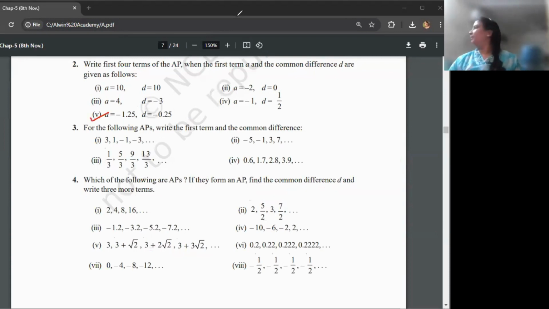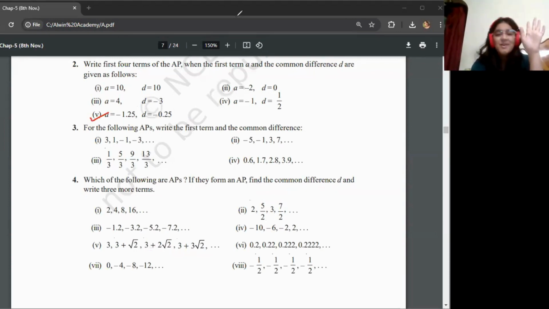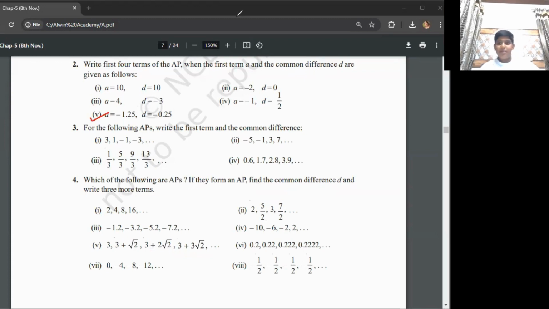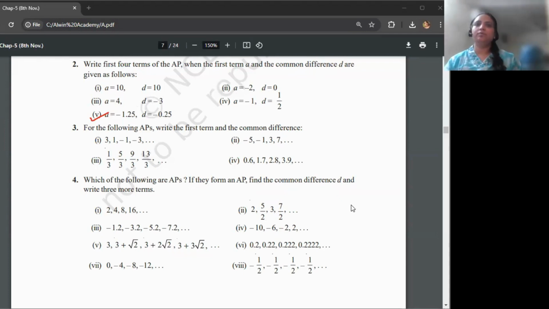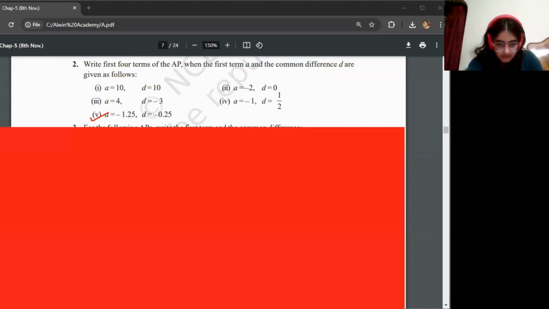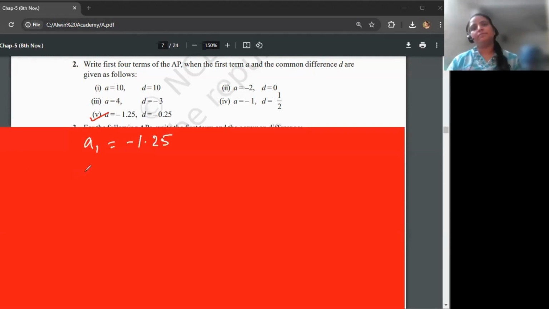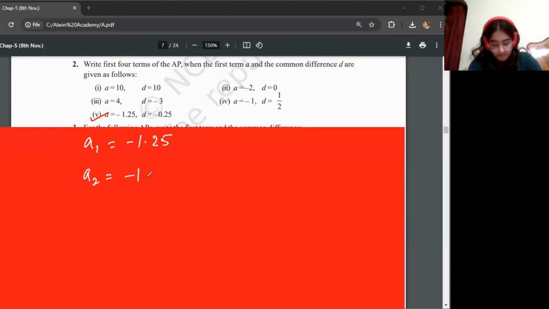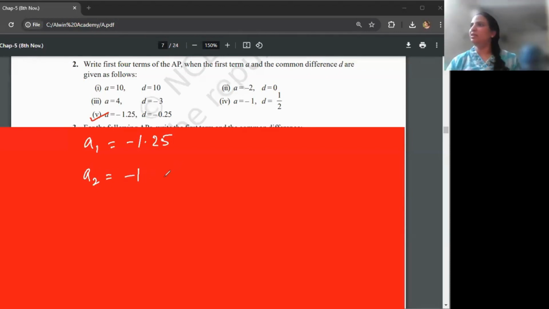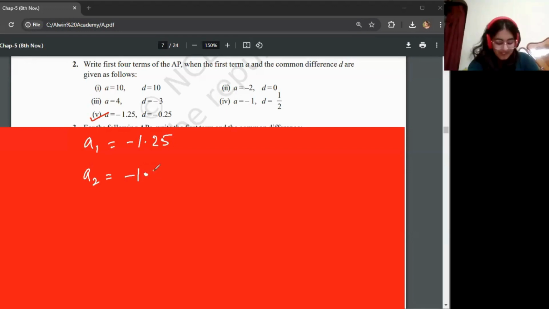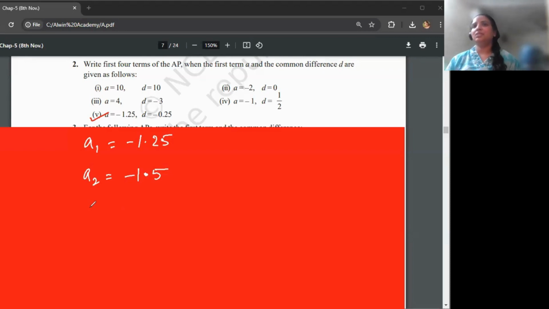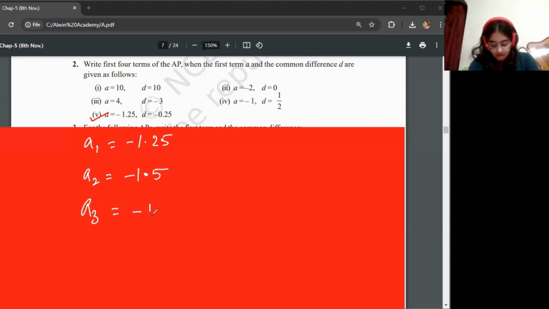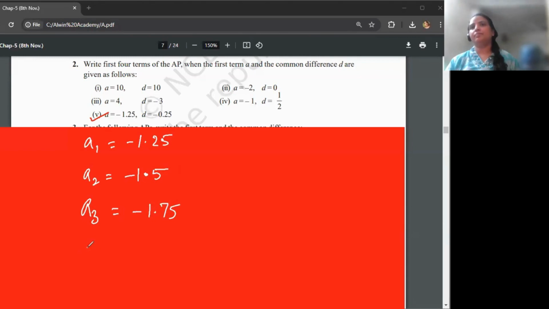मुझे जल्दी से... मैम पूर्वी। Yes, ma'am. So, ma'am, the first one is -1.25, ओके then -1.5. अच्छा, मुझे सॉल्व नहीं करवा रही, डायरेक्टली आंसर बता रही है। ma'am, मैंने solve कर लिया, ओके. Then A3 is -1.75 and A4 is -2.